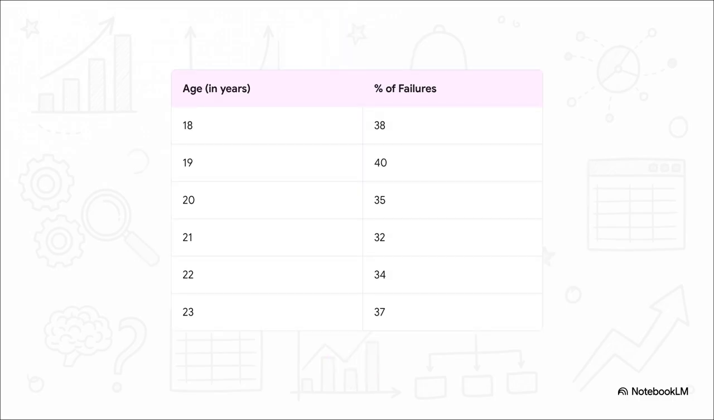So this is the data they get. Just take a look. It's kind of hard to tell what's going on, isn't it? The failure percentage goes up, then it goes down, then up again. You can't just eyeball this and know the answer. You're going to need something a little more powerful than just your eyes.